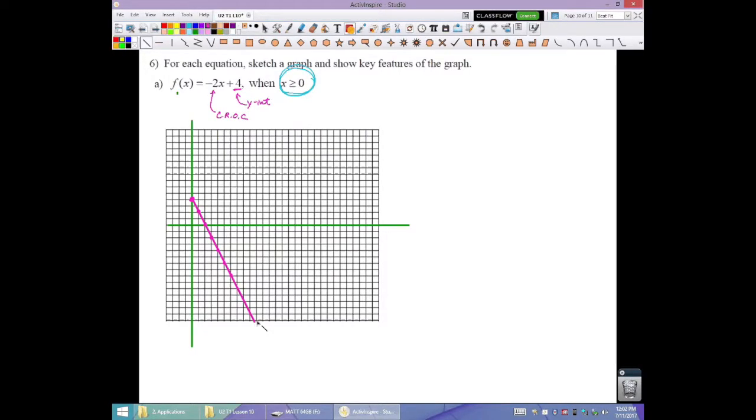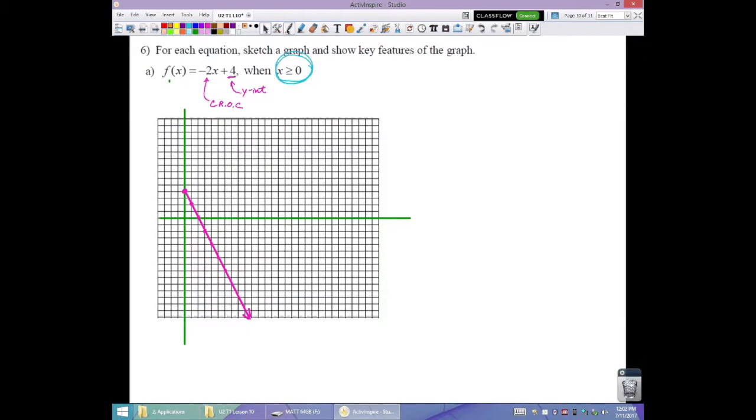Now, it does continue beyond my graph to the right. I do not, however, want to extend the line to the left because this said when x is greater than or equal to 0. Okay, so this is my domain. My range would be everything from +4 and down. Again, that arrow does indicate that we continue to decrease infinitely. So it's f of x values are everything less than or equal to 4.